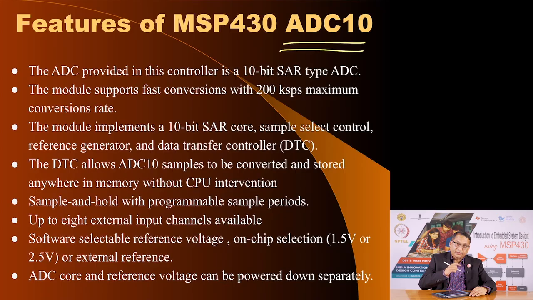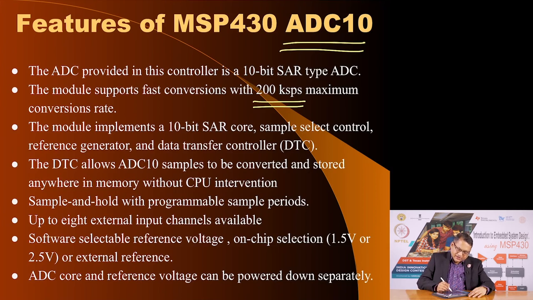The ADC on MSP 430 offers quite a fast conversion speed, up to 200 kilosamples per second. Of course, this is very small compared to the ADCs that are available in digital storage oscilloscopes. As I mentioned, they offer speeds up to 1 gigasamples or even more gigasamples per second.